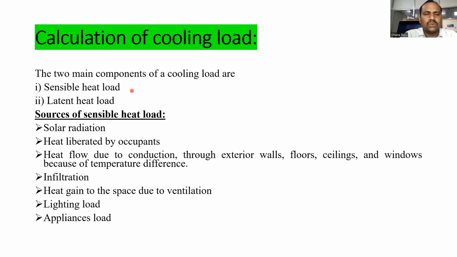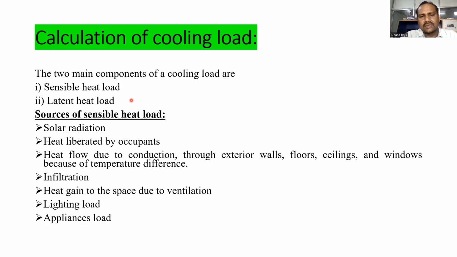These are the two things you need to evaluate. If you want to evaluate the total heat from the space, then total heat equals the sum of sensible heat plus latent heat. For example, burning any fuel in the room automatically increases temperature. It is considered sensible heat.